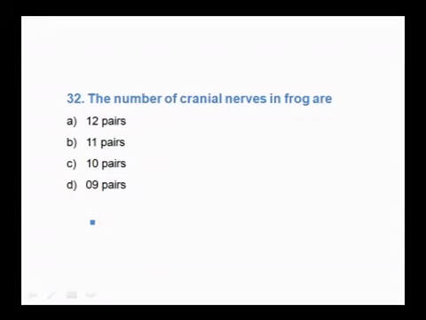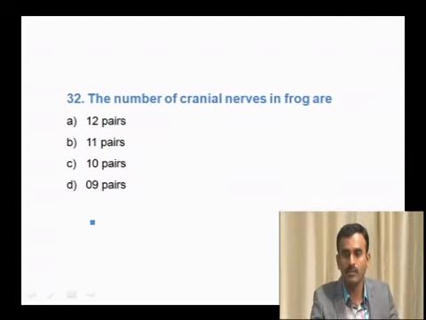The number of cranial nerves in frog. Cranial nerves are the nerves which arise from the brain and control different parts of the head like eyes, mouth, sensory organs, etc. There are a total of 10 cranial nerves present in frog. In human beings or in mammals, 12 pairs are present, but in frog there are only 10 pairs of cranial nerves which come out of the cranium region.